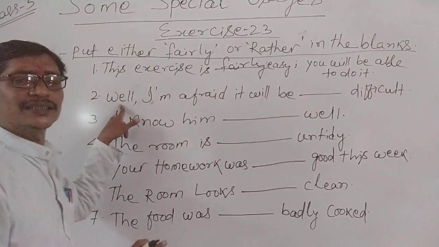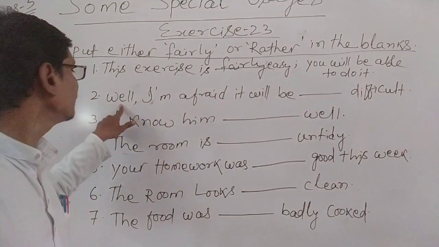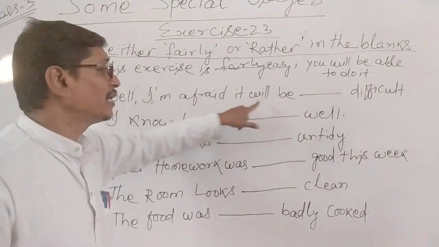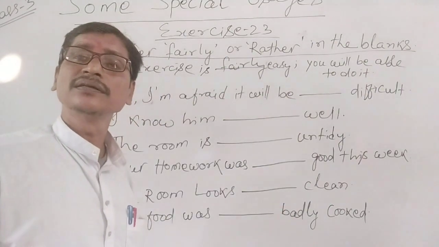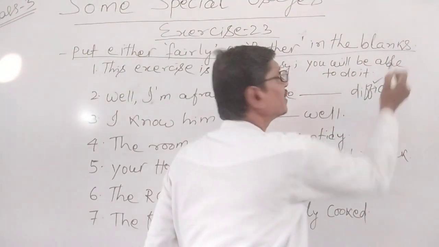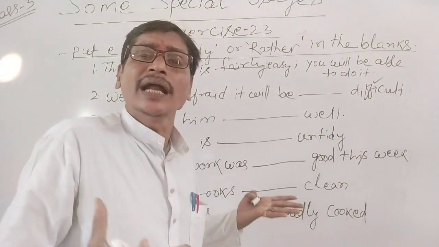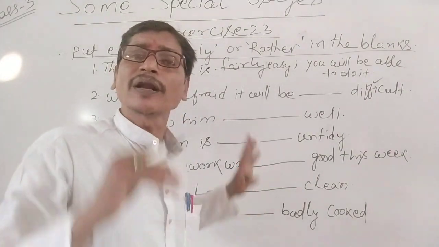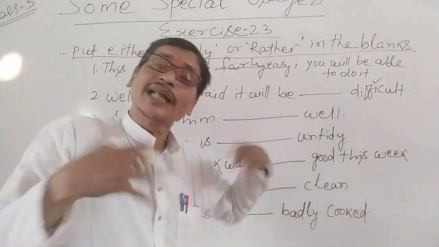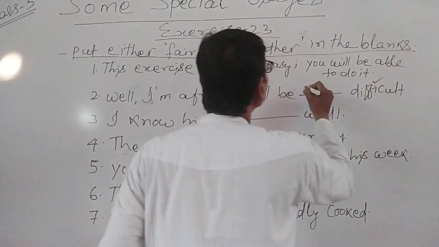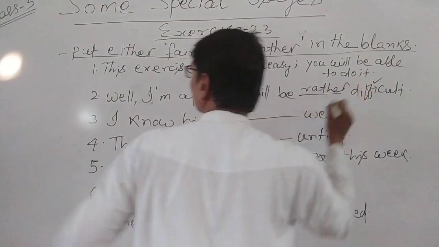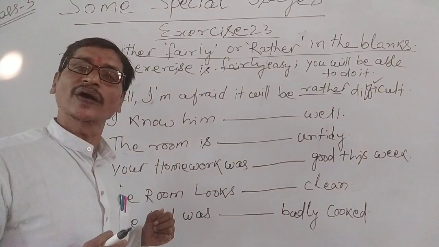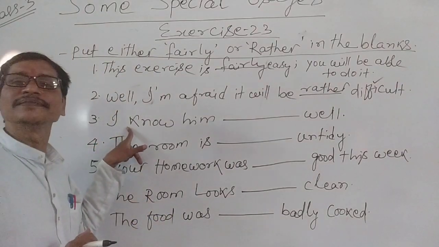So similarly, next see the number 2. What does it say? It says, I'm afraid it will be dash difficult. When we think of difficulty, we take it negatively, and it is an unpleasant thing, and we express our disapproval. Here we feel it is negative and unpleasant, so we can use rather. So, I'm afraid it will be rather difficult. Okay? Understand?